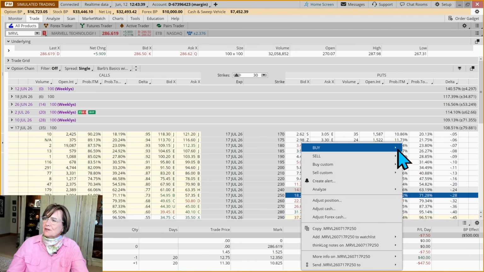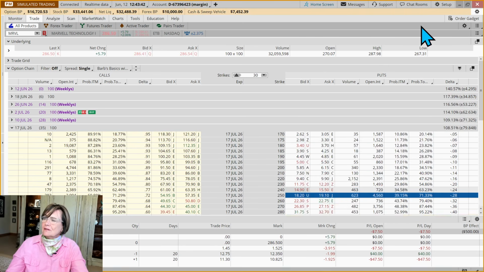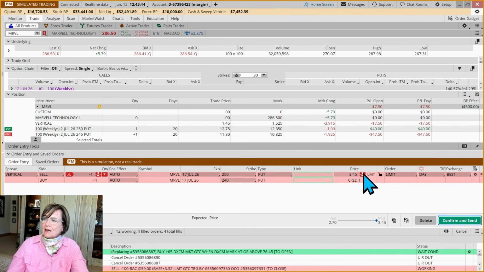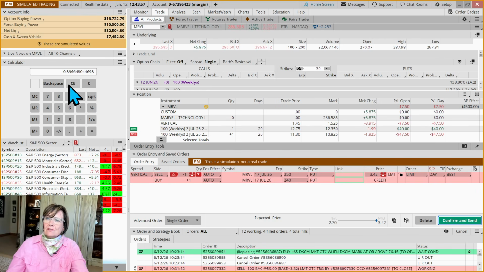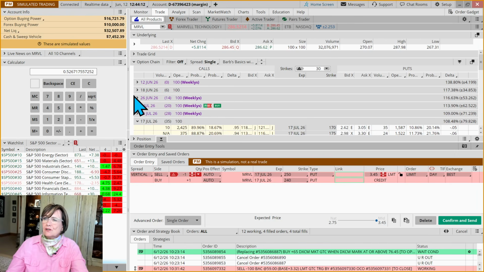So we're going to come up here to sell a vertical, and we would get a credit of 345. How much are we risking? We're risking $10 minus 345. So we're risking 655. Okay, so if I can make 345 and I'm risking 655, am I okay with that? Well, that's a 52% potential return for a trade we would be in for 35 days.